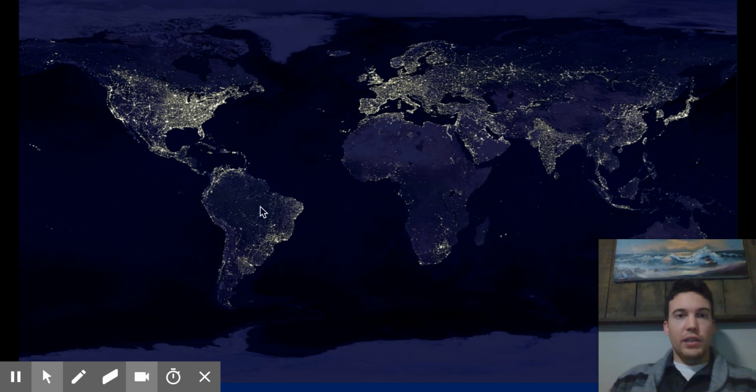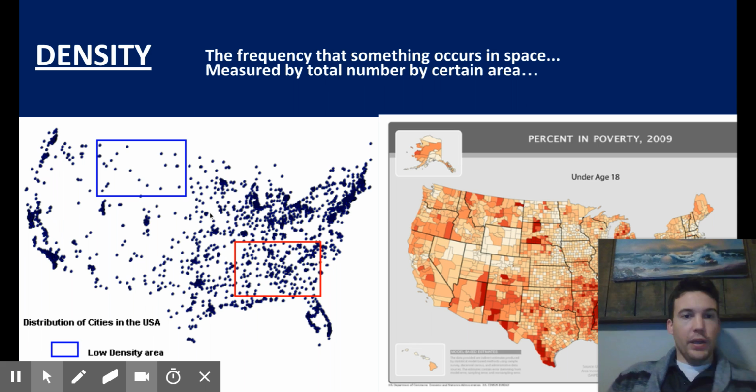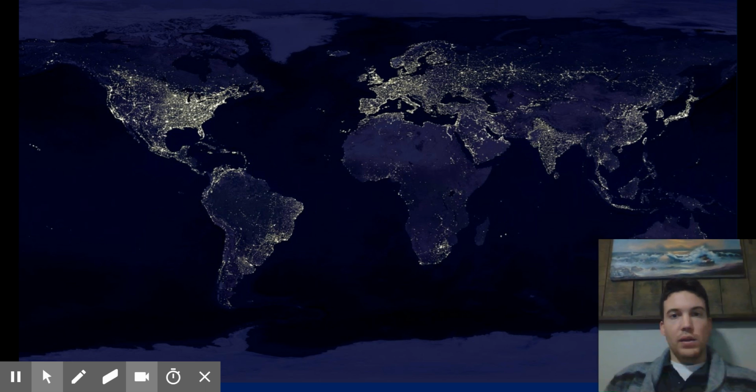One thing that's really interesting about human geography is that we can use other measures to figure out density instead of just dots and data. For example, we see a high density of light on the east coast of the United States, which leads us to assume that there are more cities on the east coast of the United States. If you go back, it holds true on this map as well. We see some interesting spatial data here.